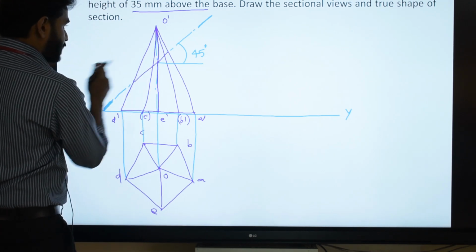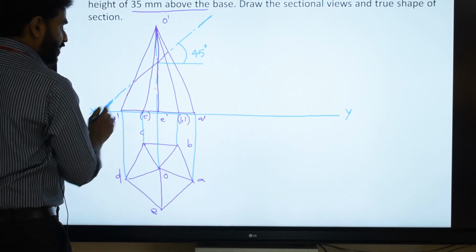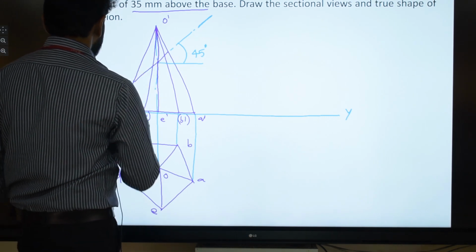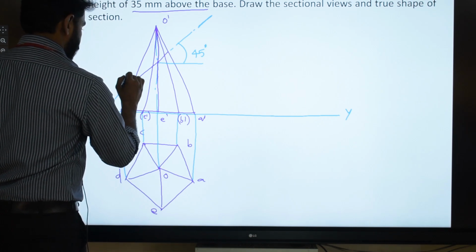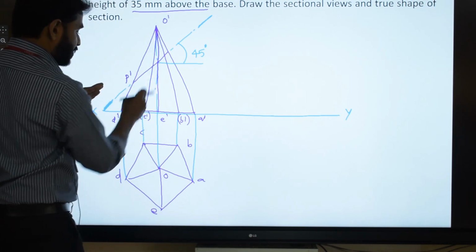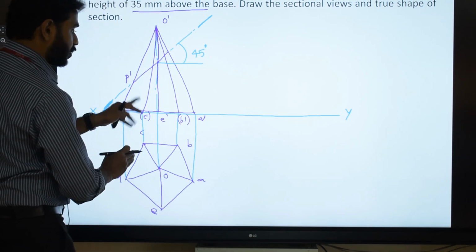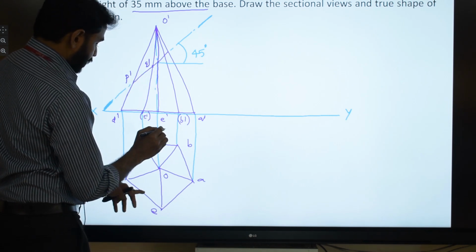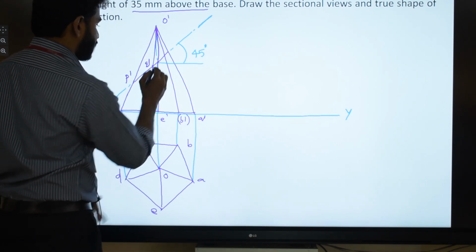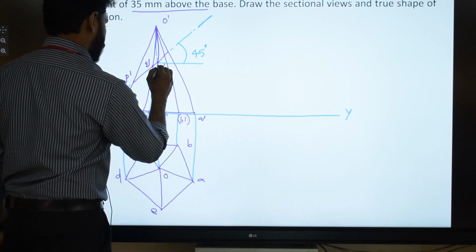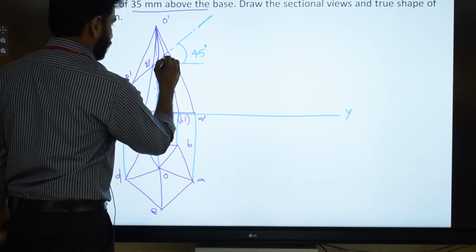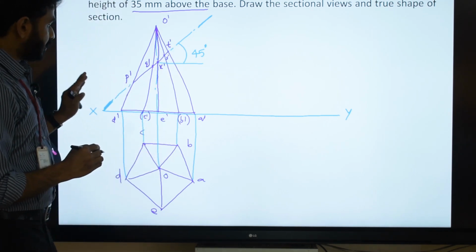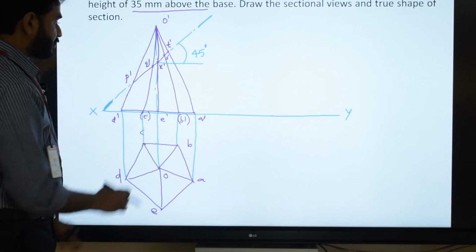So let us start from the left side. Here there is a slant edge O dash D dash. It is being cut by the section plane. So you have to identify a cut point P dash here, and next is O dash C dash. It is also being cut by the section plane. So Q dash, and at this position over here the slant edge O dash E dash is being cut. So R dash, then here S dash, and here T dash. So we identified the 5 cut points over the 5 slant edges.